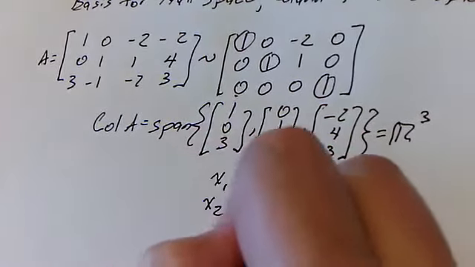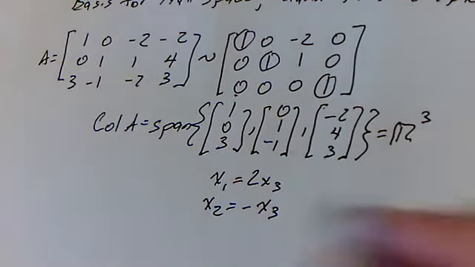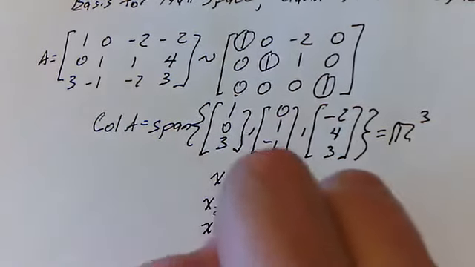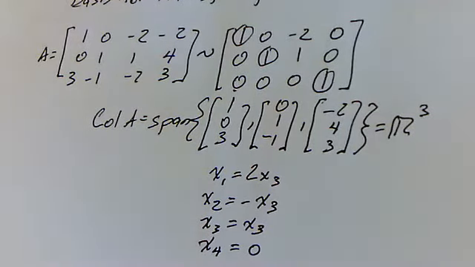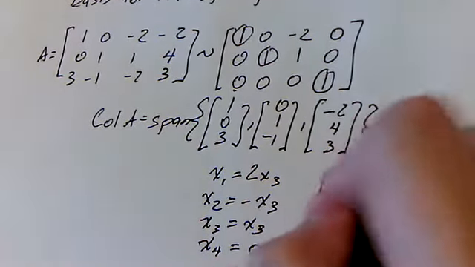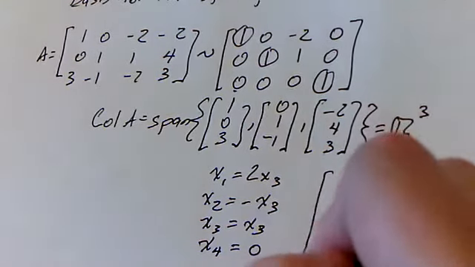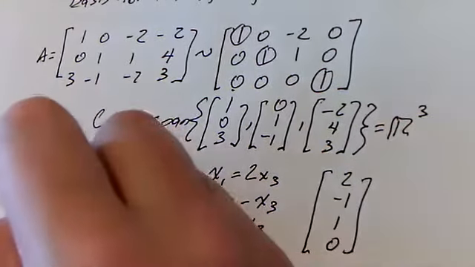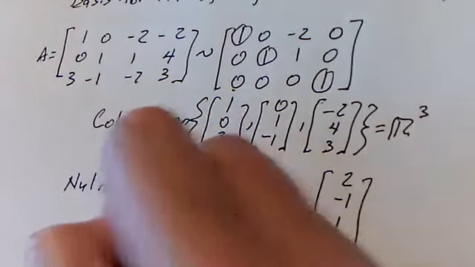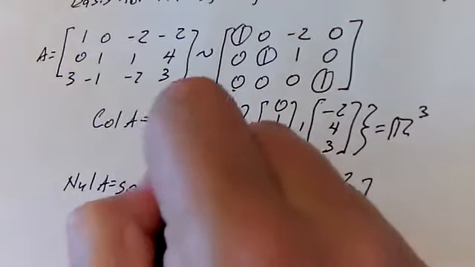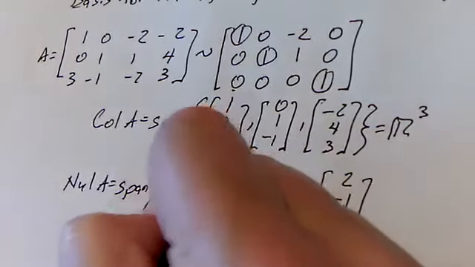x2 is equal to negative x3. x3 is a free variable. And x4 is always 0. Okay, so I have a vector here then that is 2, -1, 1, 0. So that is my basis for my null space. It's the span of just that one vector, 2, -1, 1, 0.